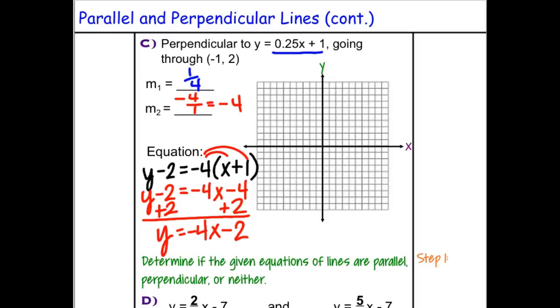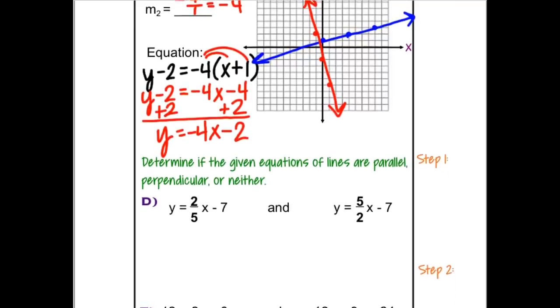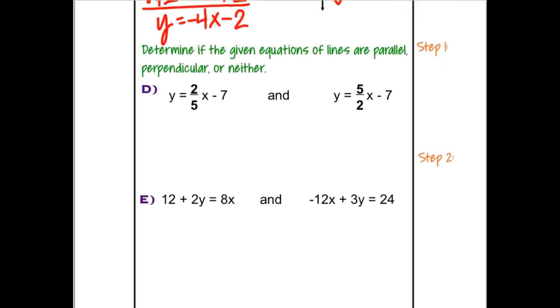I'm going to graph my first one in blue. Start at 1, and we go up 1, forward 4, up 1, forward 4, and connect our dots. And then the next one we go down 4, forward 1, but I'm going away, so I'm going to go up 4, back 1, so that way I can make sure that I cross the other line.